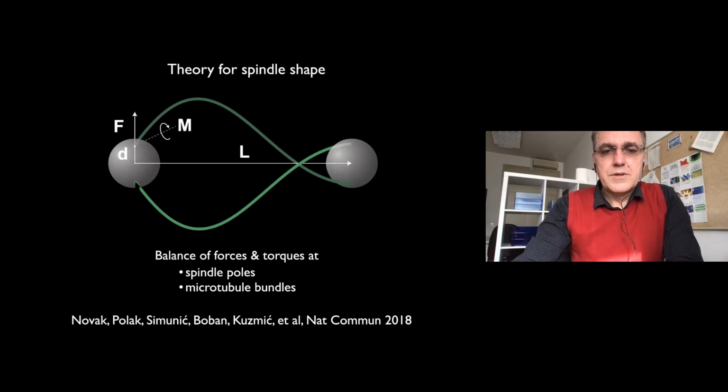So the theory is now rather simple. We consider these bundles as single rods. So each bundle is a single rod. Here I already simplified everything to have only two rods. In this case, if I have two rods extending from one pole to the other, I can write down force balance equations and balance of torques for each of these objects. So we have four objects. We need balances for these two microtubules and also for these two spheres.